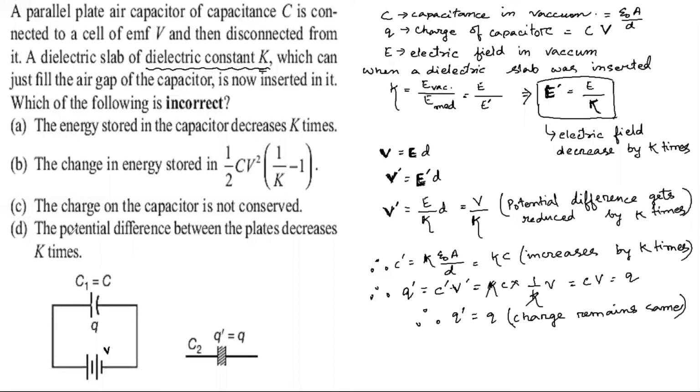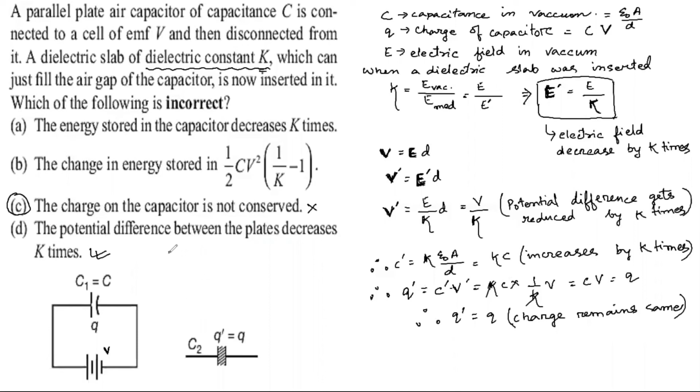If we see option D, the potential difference between the plates decreases by K times. We have seen how the potential difference has decreased by K times, so this option is correct. If we see option C, the energy on the capacitor is not conserved, but here we have seen that the energy remains the same. So this option is incorrect. Here it is asked which of the following is incorrect, so this will be the option which is incorrect. Option D is correct. We're going to check the energy stored for option A and option B.